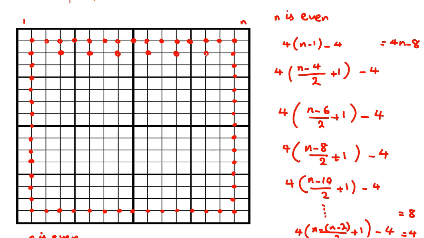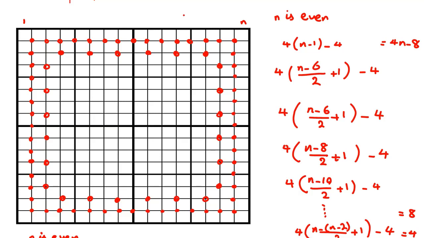Okay, this one, this one, this one, and so on. Here, this, and this. Okay, so if we check, it is what? 4 times n minus 4, n minus what? No, n minus 6. 4 times (n minus 6) over 2 plus 1 minus.